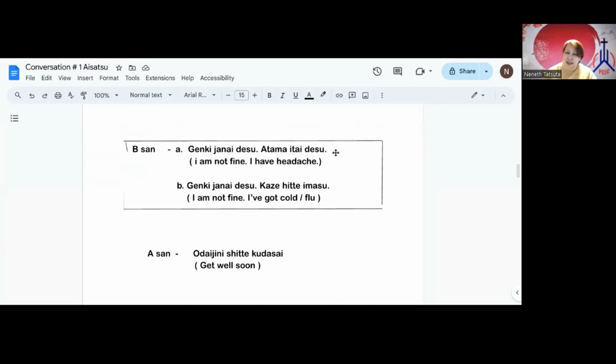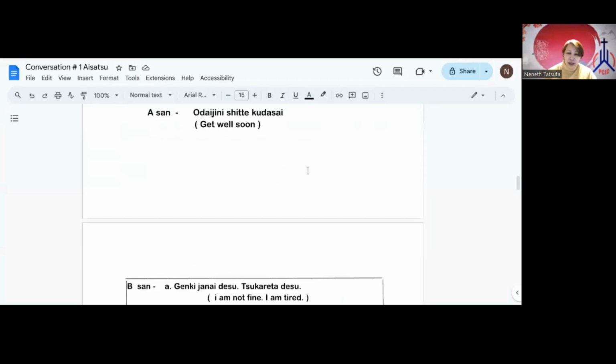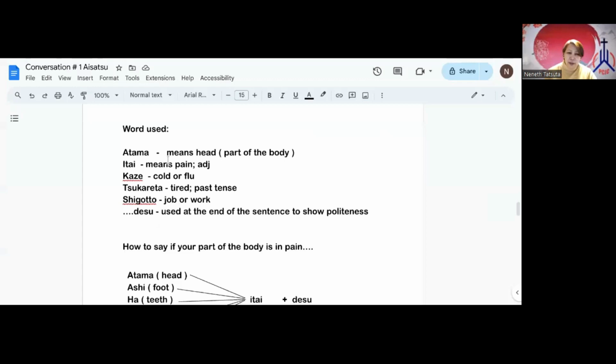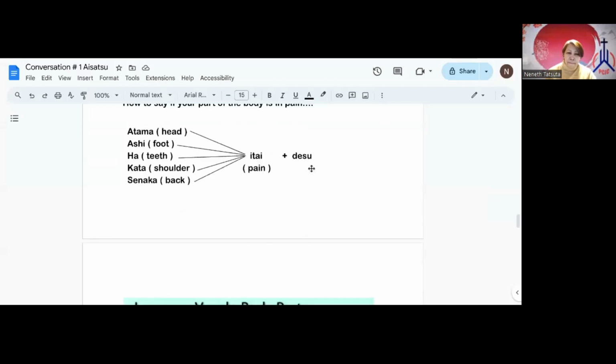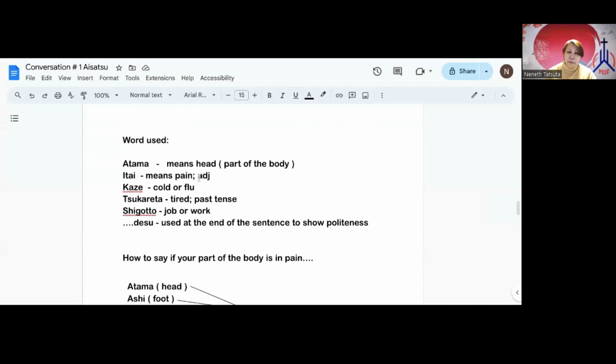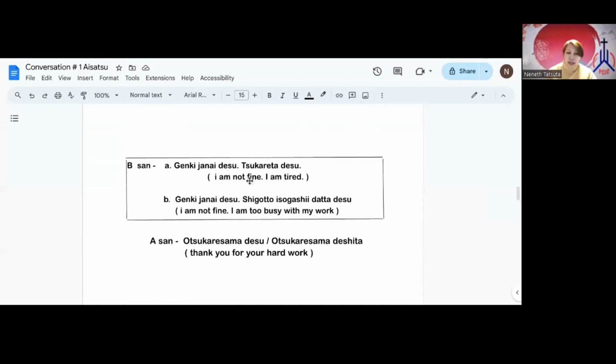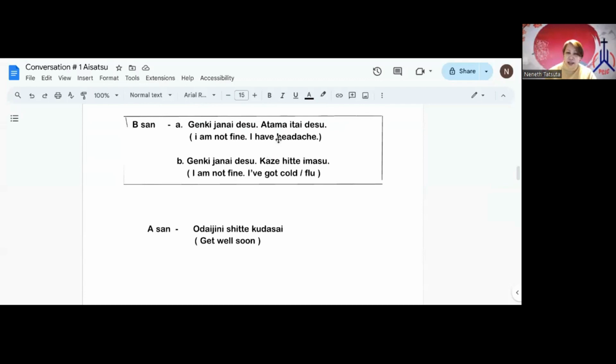Atama itai desu. So what is atama? I put it here. Atama means head, part of your body. So it means that you are not fine because you have a headache. Atama itai desu. The itai here means you have a pain. Itai, it's an adjective, means pain. So if you combine atama itai, it means that you have a headache.